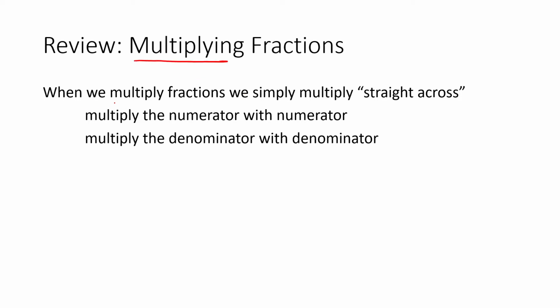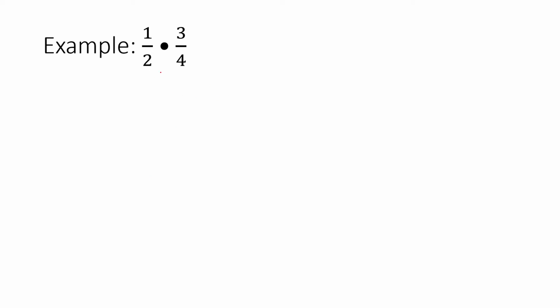Multiplying fractions is when we multiply the fractions straight across, i.e. multiply the numerator with the numerator and multiply the denominator with the denominator. Here is an example: 1/2 times 3 over 4. Again, you want to multiply the bottom numbers together and the top numbers together. So you're supposed to have 1 times 3 and 2 times 4. Now 1 times 3 is 3 and 2 times 4 is 8.